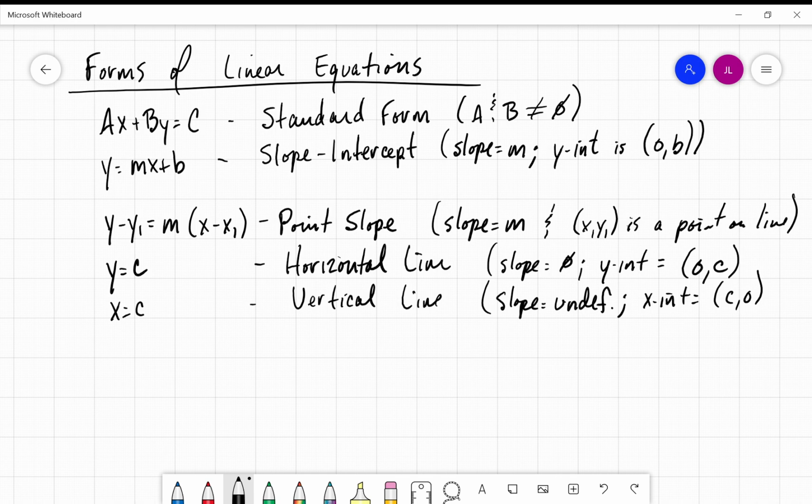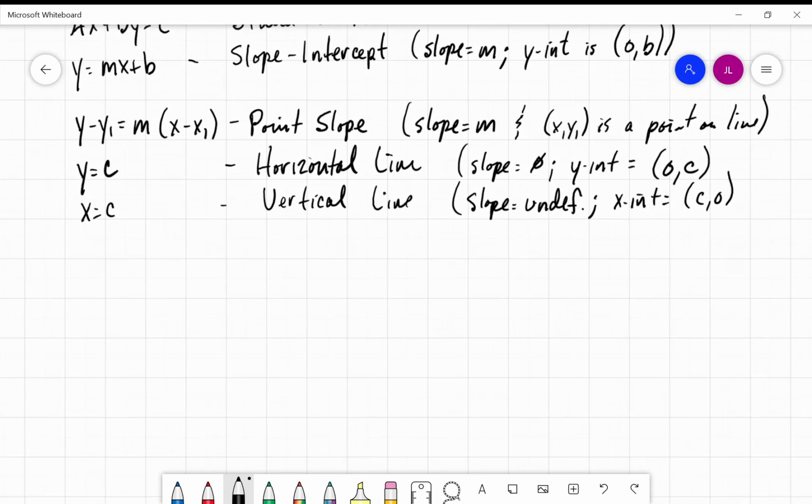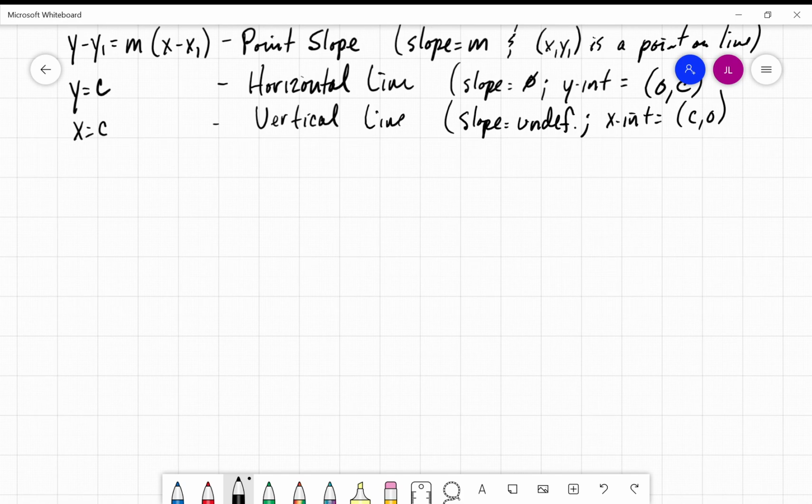Now, a little bit to talk about here. Although we do have these as forms of linear equations, I wanted to touch on parallel and perpendicular lines as well. So, parallel lines should have the same slope because they never touch. So any lines that have the same slope are going to be parallel lines.